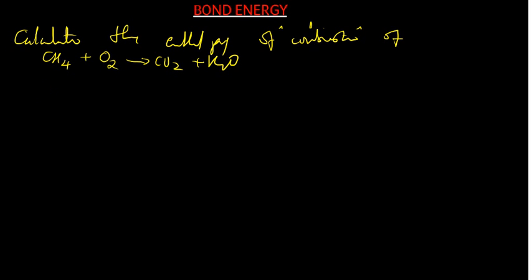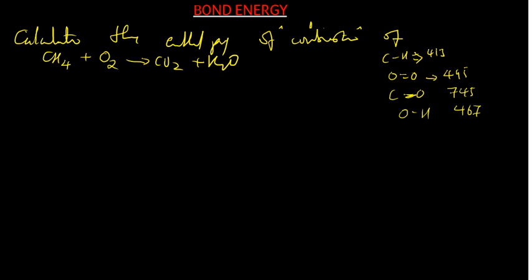So we've been given the bond energies. The bond energy between carbon and hydrogen is 413. The bond energy of oxygen to oxygen is 495. Then the bond energy between carbon and oxygen is 745. These are all in kilojoules per mole. And the oxygen to hydrogen bond is 467.